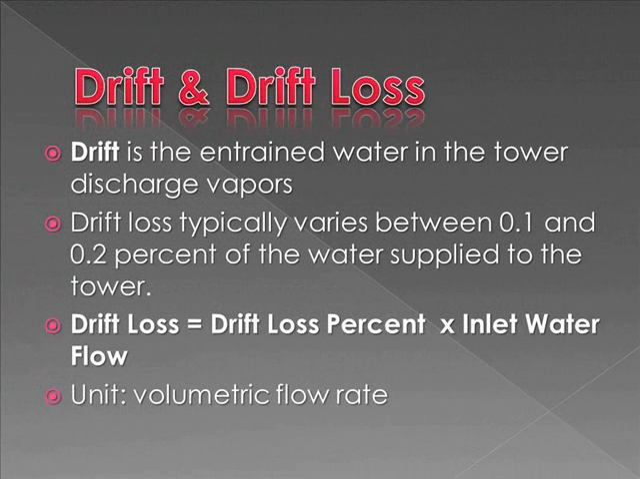Another parameter is the drift and drift loss. Drift is the entrained water in the tower discharge vapors. Drift loss typically varies between 0.1 and 0.2% of the water supplied to the tower. The formula for finding drift loss is just the product of drift loss percent and inlet water flow. The unit for that is volumetric flow rate.